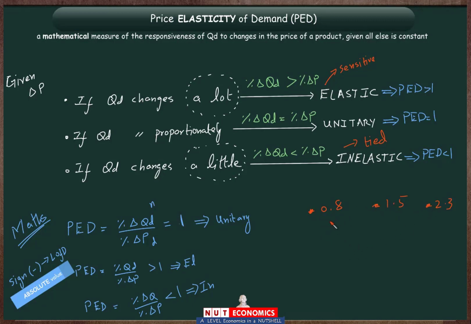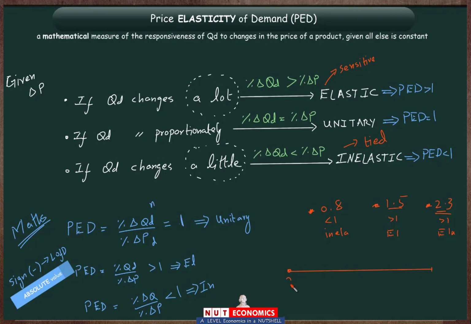And then just ask yourselves that 0.8, it's less than 1, so that means demand is inelastic. 1.5, this is greater than 1, this means demand is elastic. Similarly, 2.3, it's greater than 1, demand is elastic. And then you don't need to care about 2.3 is more than 1.5 and so forth. So just think in terms of this simple number line.